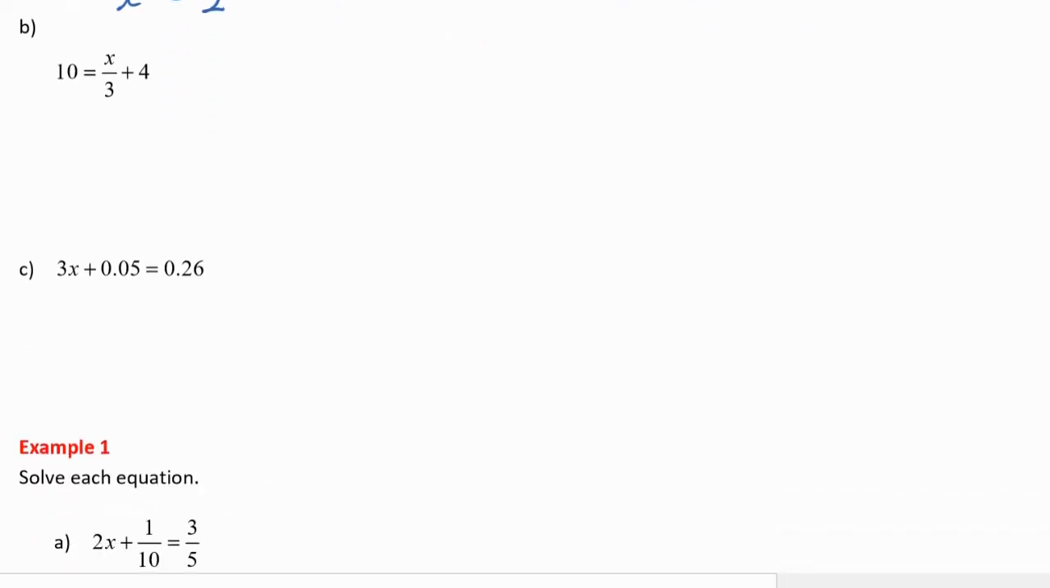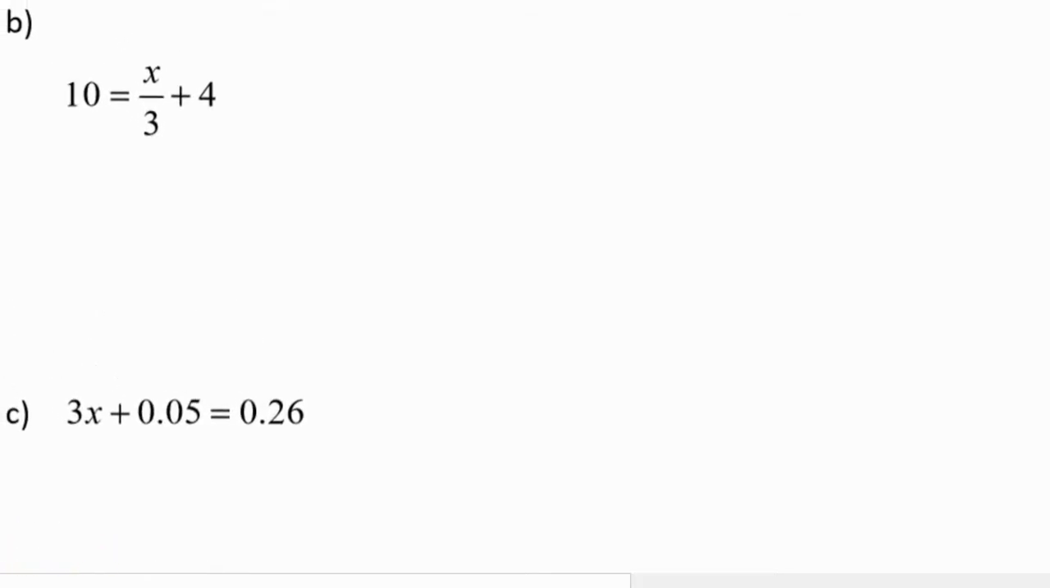Next question. Two steps. We're going to isolate the term with x, and then isolate x. So let's isolate the term with x. To do that, we have to get rid of plus 4. Let's subtract 4 from both sides. Then 10 minus 4 will be 6. And this will be cancelled.